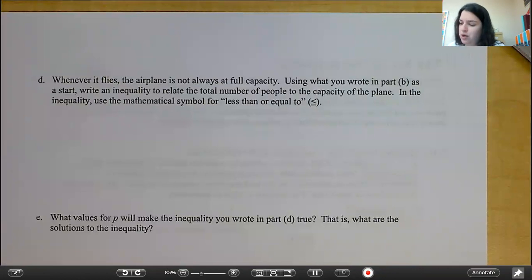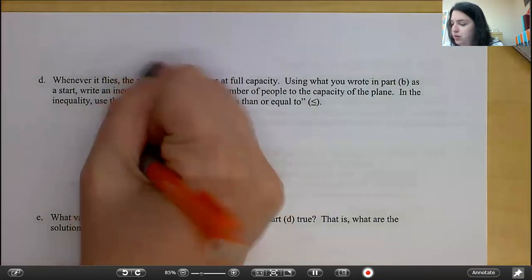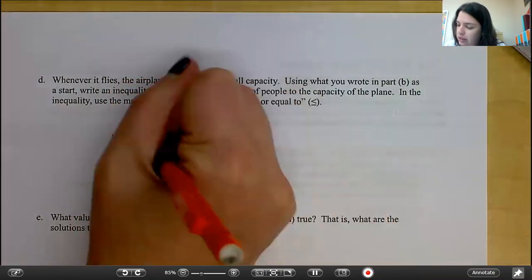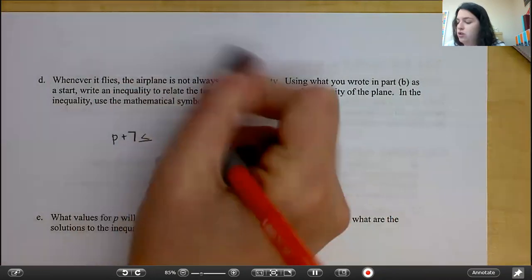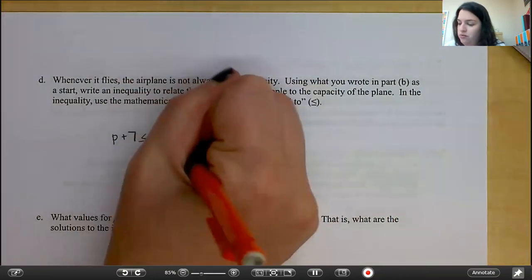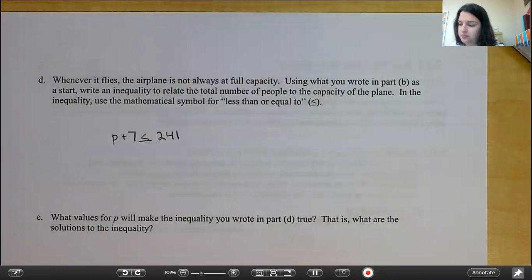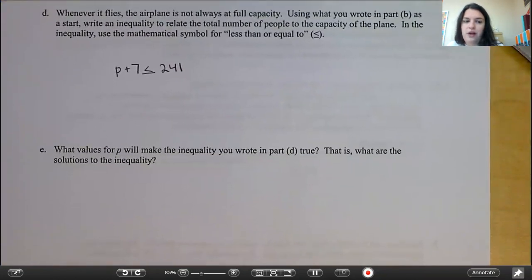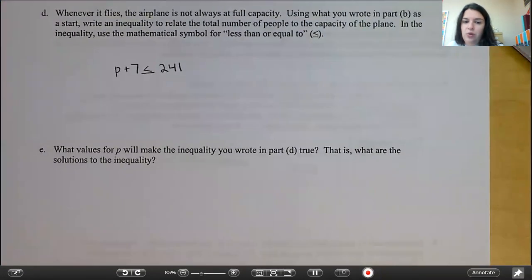If you're back with me, you've tried part D. So hopefully you knew that we had P plus 7, which was from part B, is less than or equal to the total capacity of the plane, which is 241. E says, what values for P will make the inequality you wrote in part D true? That is, what are the solutions to the inequality? So what that's asking is, what number could I substitute in for P that would still make this inequality true?